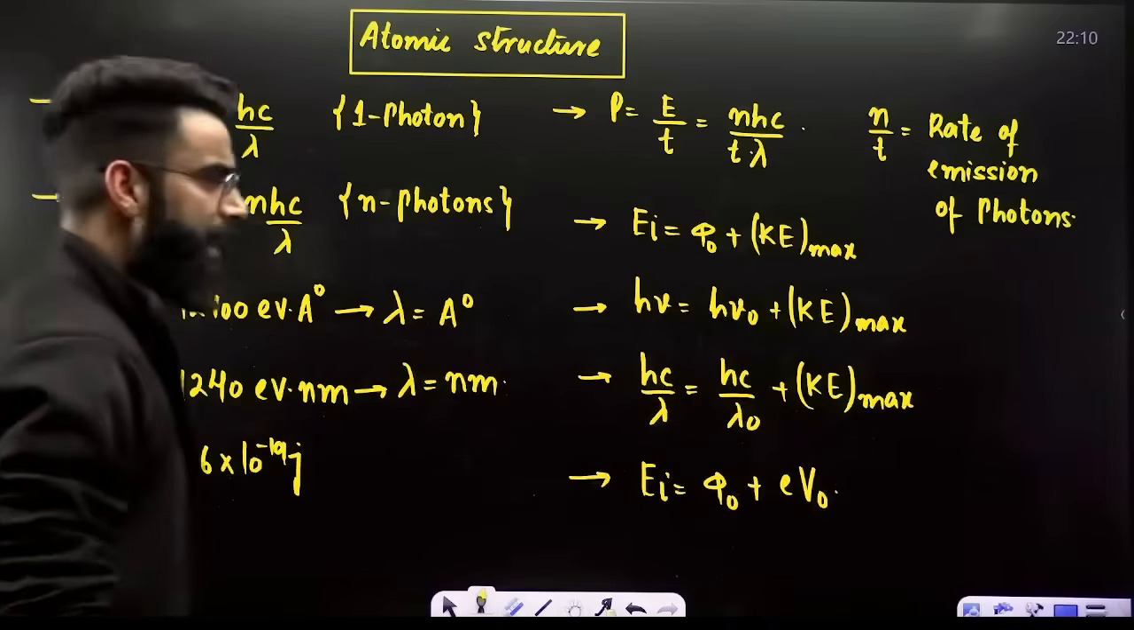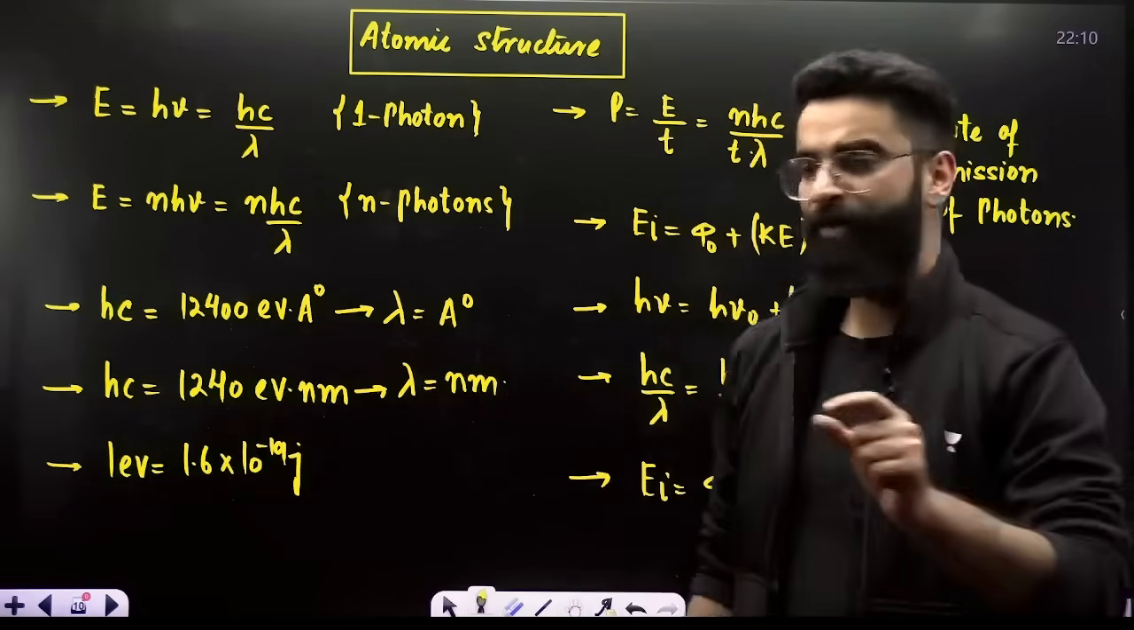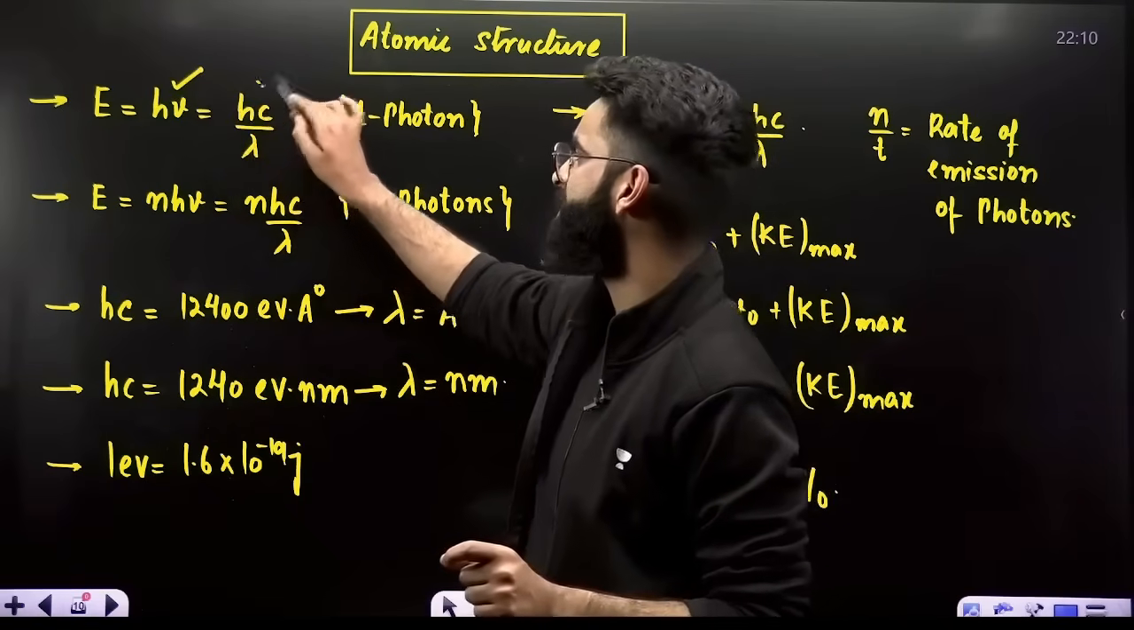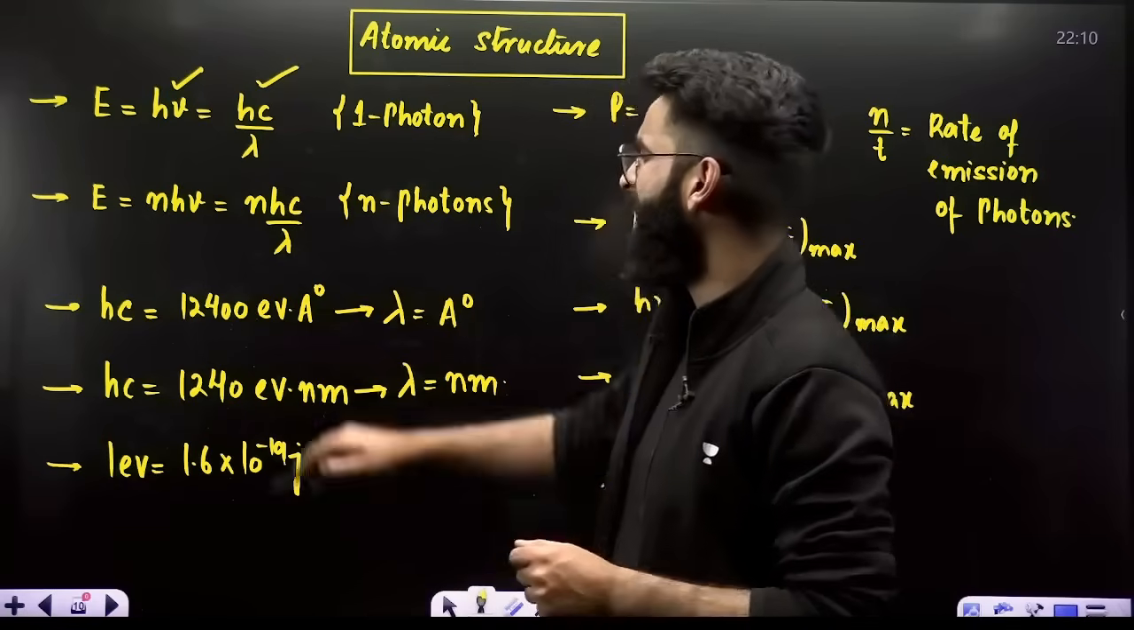Okay. Now, coming to the atomic structure. In the atomic structure, if I ask you, what is the energy carried by one photon? It's h nu or hc by lambda. What is the energy carried by n photons?